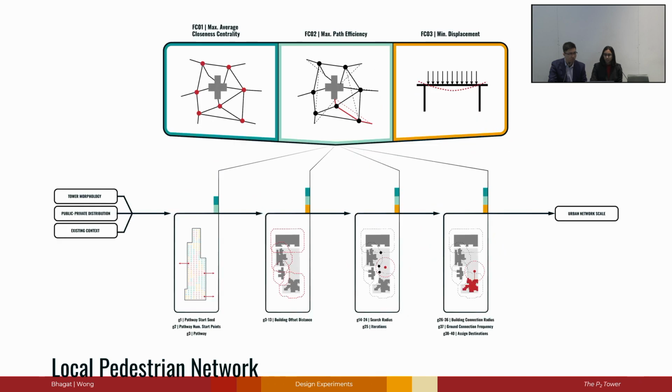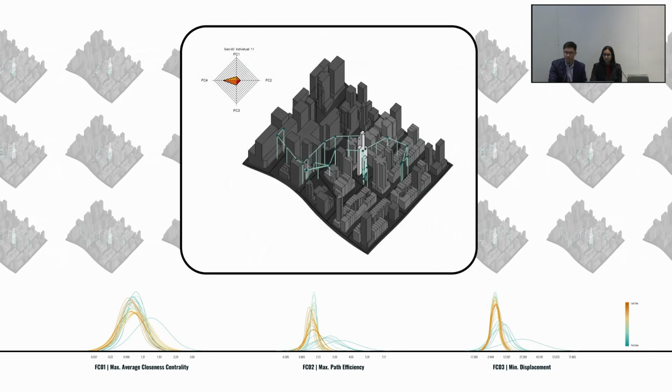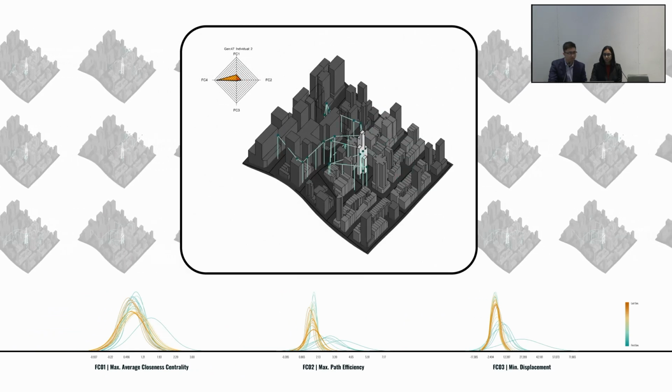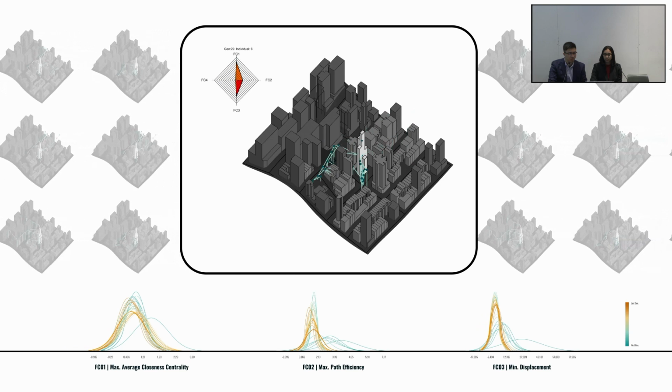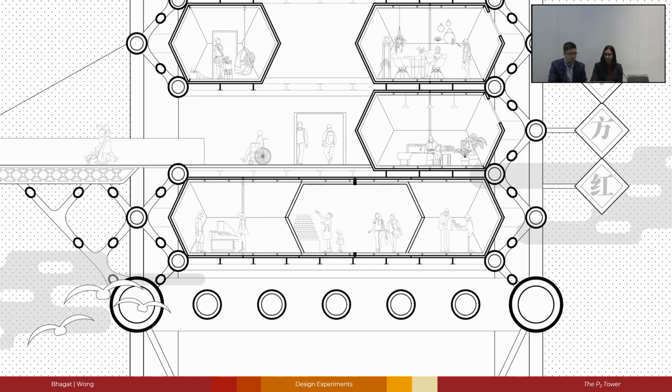context. But since the selection of nodes and pathways did include a level of randomness, a multi-objective optimization was necessary to develop appropriate results. Through this, we aim to achieve a high closeness centrality, high path efficiency, and minimum displacement. The results showcase a series of pedestrian networks which bridge the tower to its local context by considering the social influence of the surrounding site. And we can see how those pathways connect to its urban context in the tower.